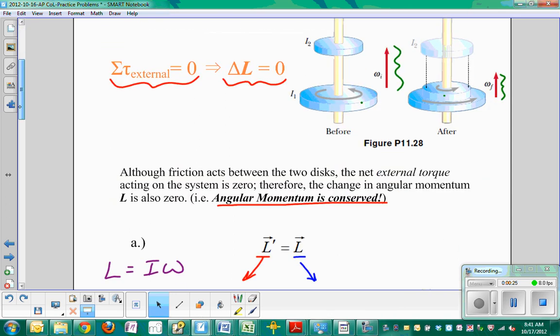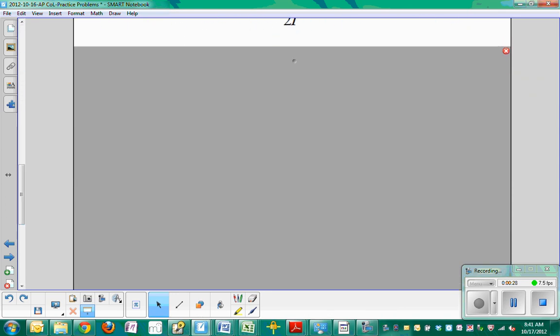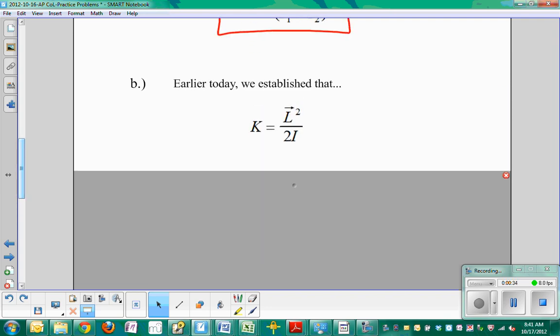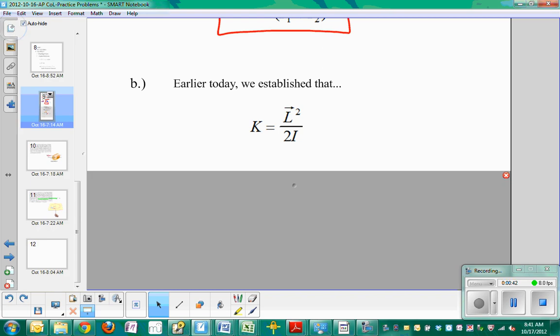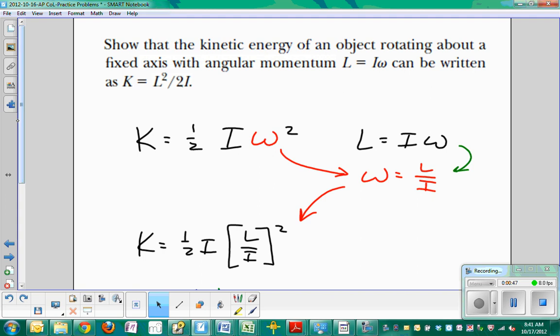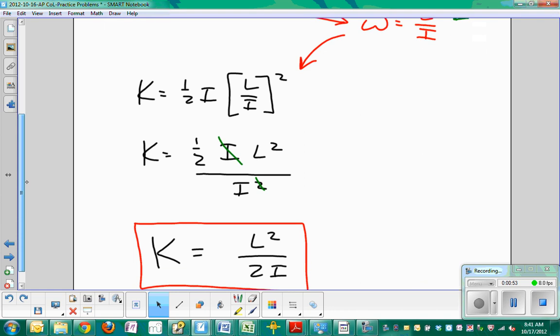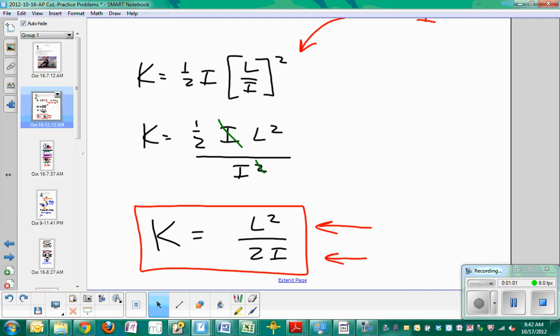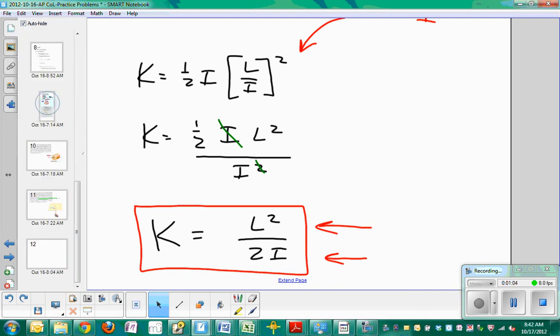All right, so now, looking at part B down here, we earlier established that K is equal to L squared, angular momentum squared, divided by twice the moment of inertia. That was all the way back at the beginning of the day, our warm-up problem right here. We established by substitution that the energy of a rotating object could be given by the angular momentum squared divided by twice the moment of inertia. All right, so now we'll go back to the problem we're working on, this one right here.